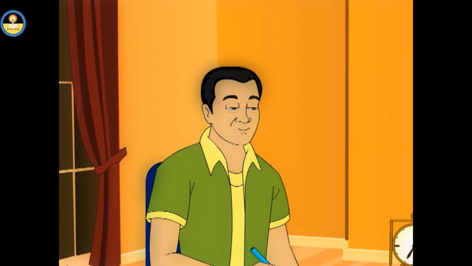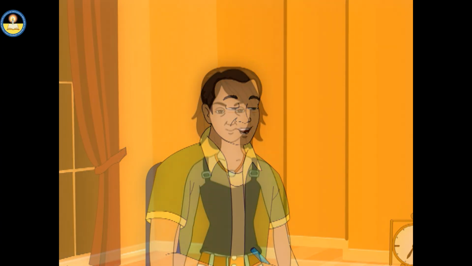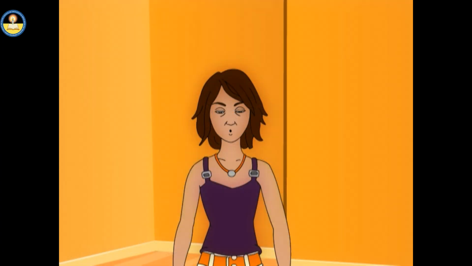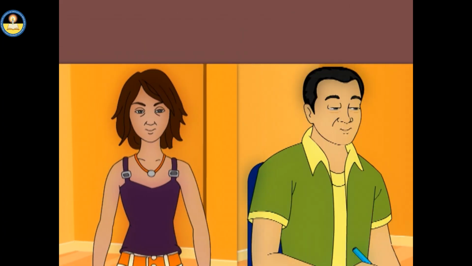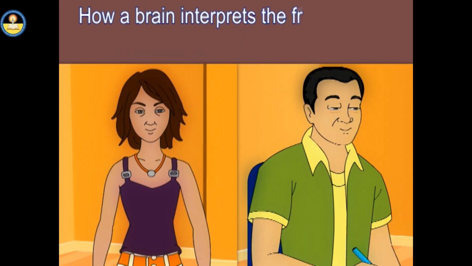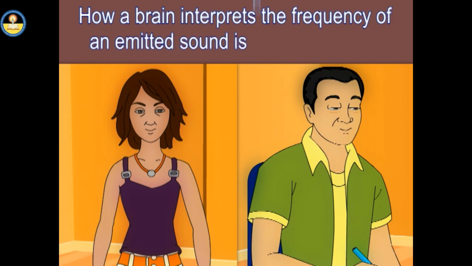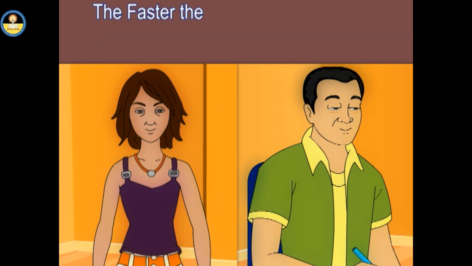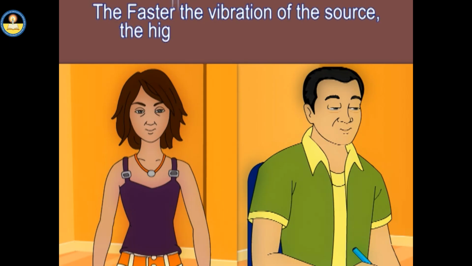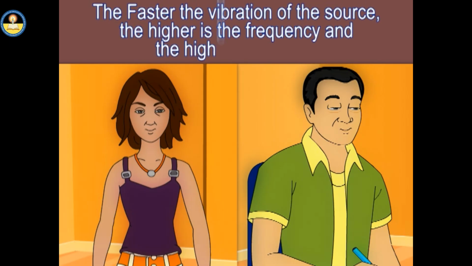We know that men's voices are grave, while the women's voices are shrill. How a brain interprets the frequency of an emitted sound is called the pitch. The faster the vibration of the source, the higher is the frequency and the higher is the pitch.